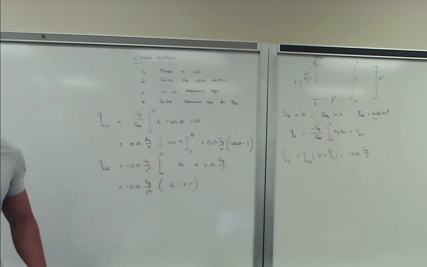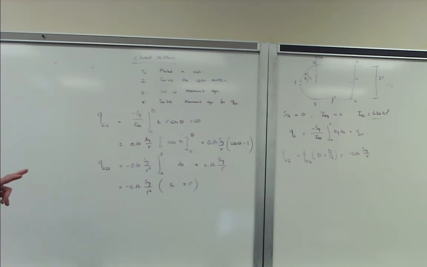Yes? So the idea was to find the Q of some segment and then add the Q of the previous one. Yeah, you always have to add a start point to it. That's the reason why we start with the location where it's 0, because we know the start to be 0. So the value of QB12 is 0.16 Sy over R times cos theta minus 1. Yeah. And did we plug in the pi over 2 in it?